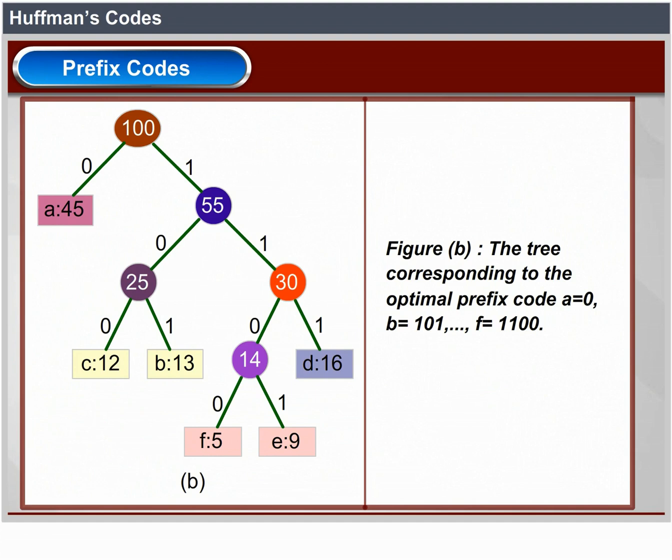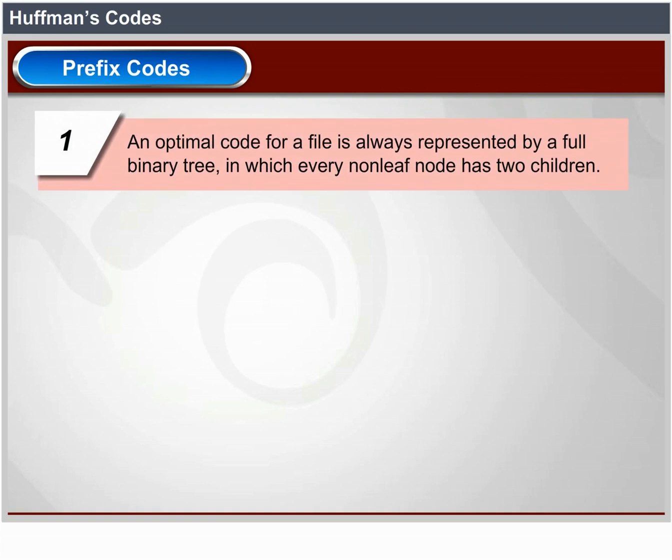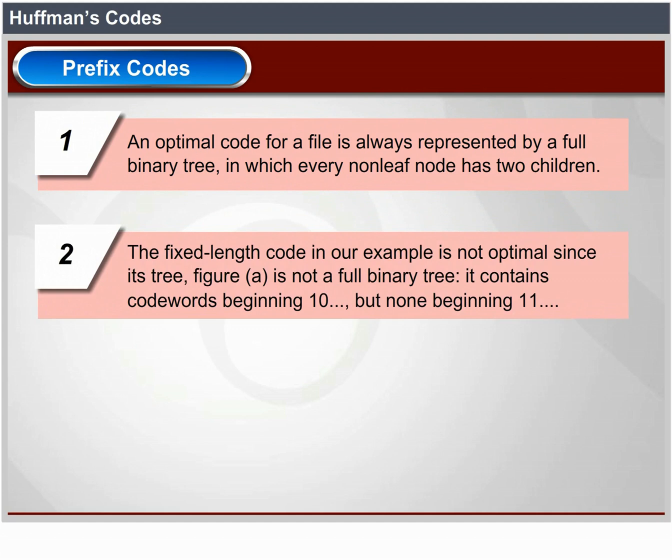An optimal code for a file is always represented by a full binary tree in which every non-leaf node has two children. The fixed length code in our example is not optimal since its tree, this figure, is not a full binary tree. It contains code words beginning 10 but none beginning 11.